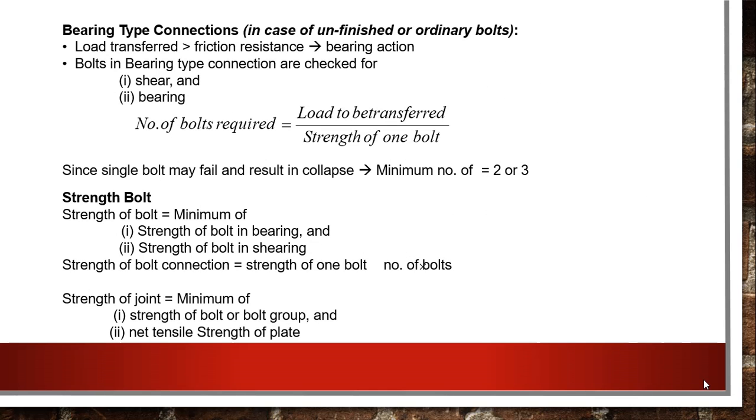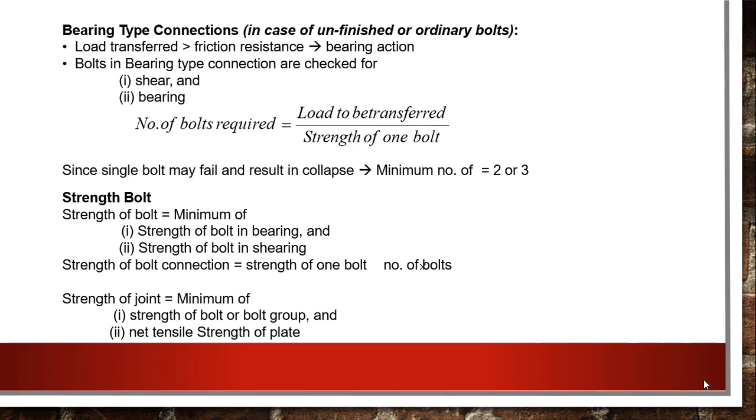Okay, at last there are bearing type connections. In the case of unfinished or ordinary bolts, when the load transferred is greater than the friction resistance, bearing action takes place. So bolts in a bearing type connection are checked for, number one, shearing strength, and number two, bearing strength. The number of bolts required is calculated with the formula: load to be transferred upon strength of one bolt. Since a single bolt may fail and result in collapse, you have to provide a minimum of 2 bolts for the connection.